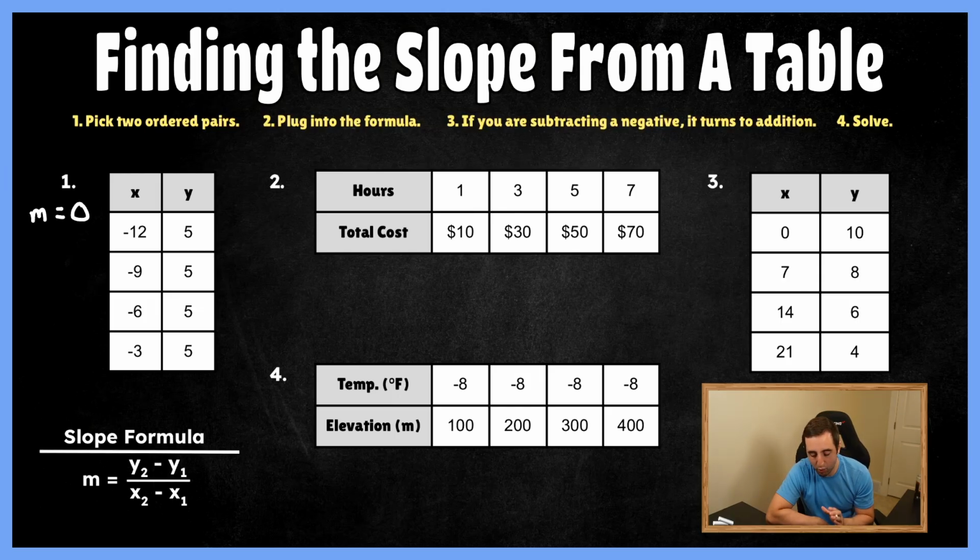So 99.9% of the time, I have never seen a table that is purposely tricked to mess you up. X is always going to be first. Hours is X, total cost is Y. I don't ever see it flip-flop, where Y is first and X is second, because that wouldn't really make any sense. So just keep in mind that X is always first, Y is always second. So let's go ahead and label with our ordered pairs here.